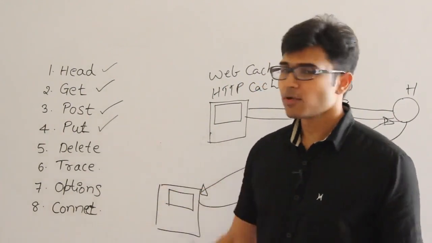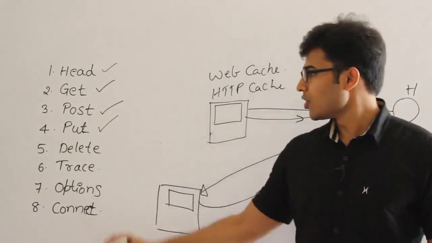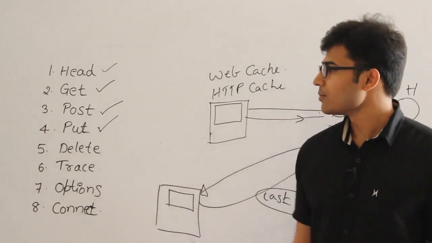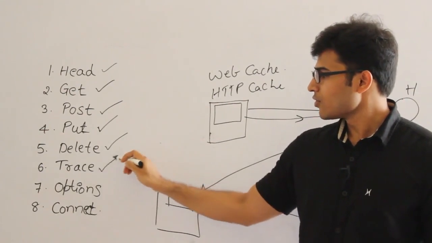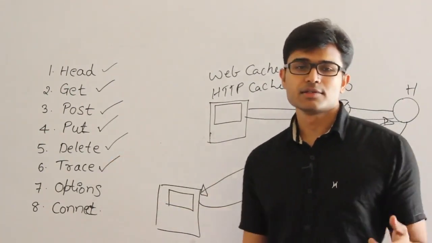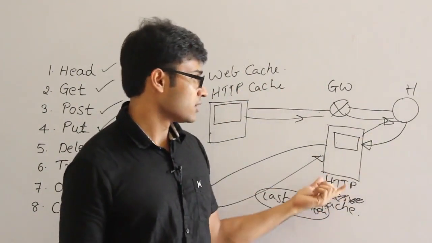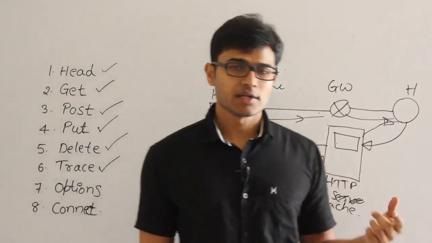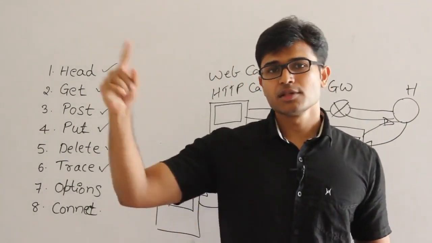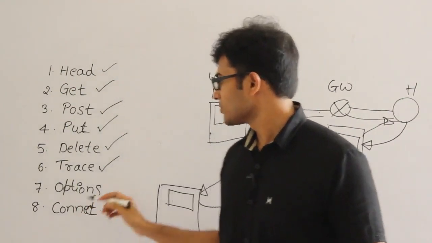And put is to upload an object, either a web page or anything. If you want to upload something, that is called put. Delete is to delete an object. Trace: sometimes you want to trace what servers your data is coming from. Whether the data is coming from your HTTP cache, or from some other proxy server, or what the path is, which means what all the servers involved in sending you the message are. There you can use trace.